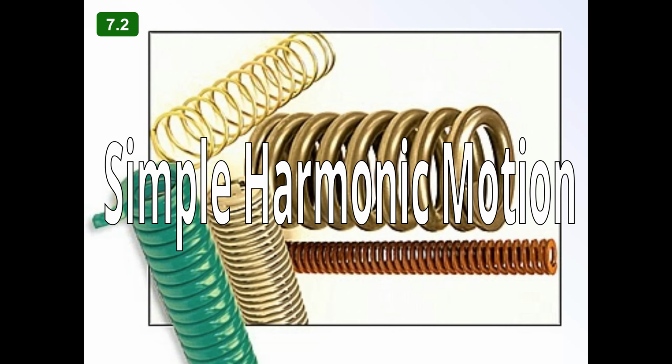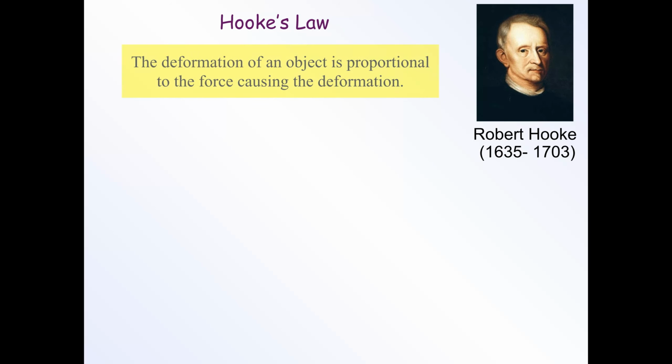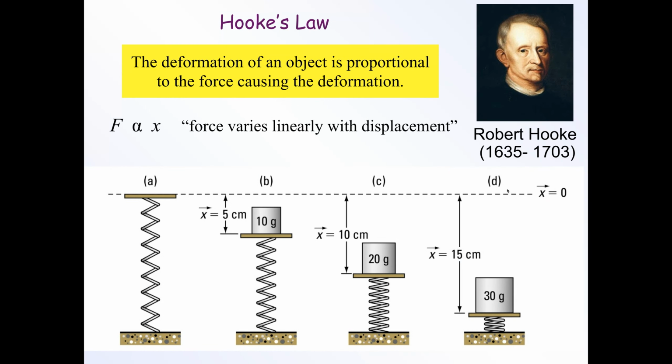But we're starting with 7.2, simple harmonic motion. Hooke's law is that the deformation of an object is proportional to the force causing that deformation. So if we have a spring here, at equilibrium at point A where the spring's just on its own, if we add a mass to it, the deformation, the X, depends on the force. And in this case, it'd be force due to gravity.